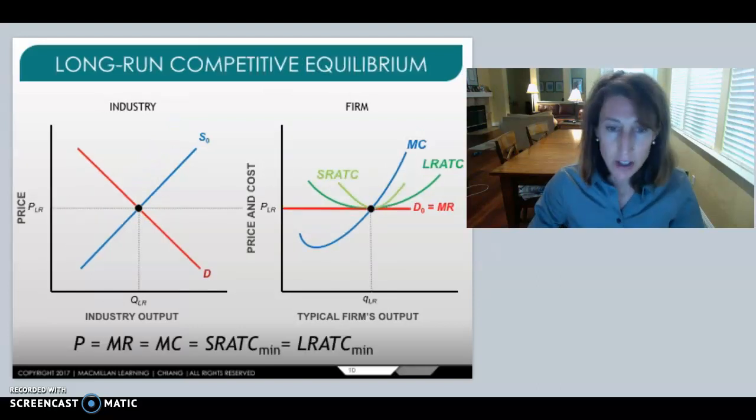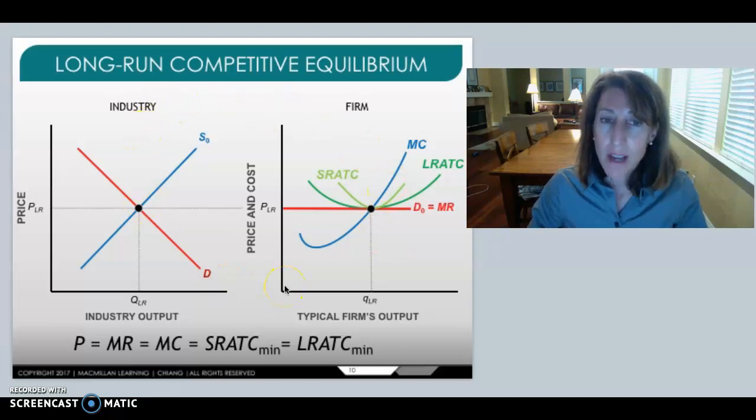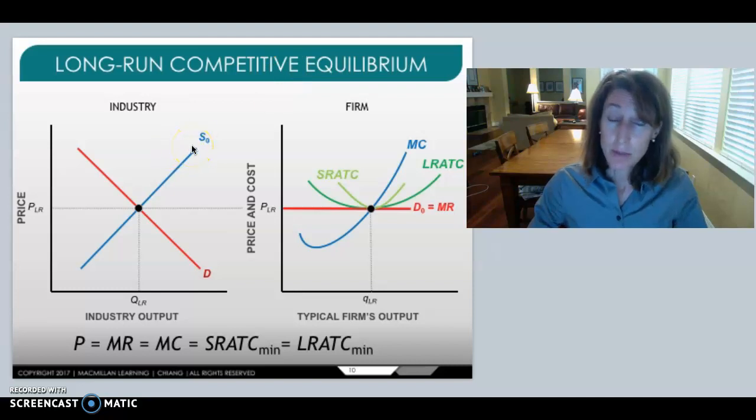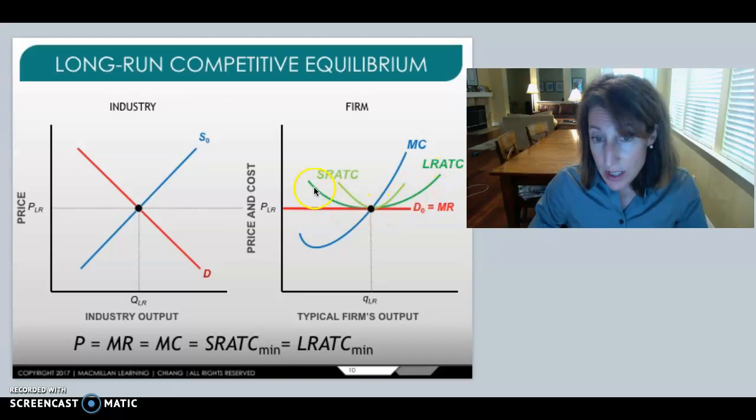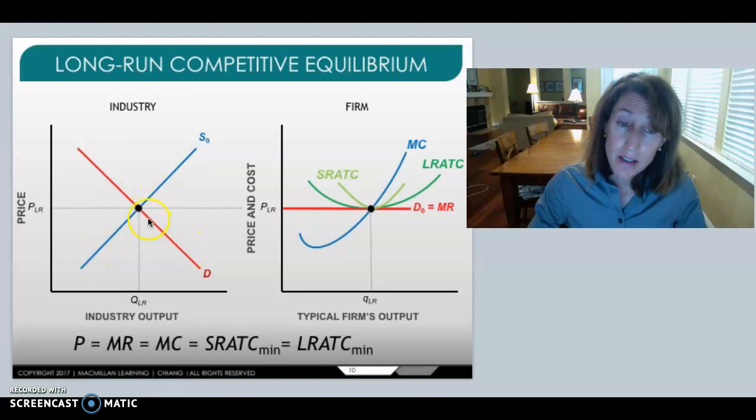Now here's what it looks like. Ta-da! Kind of like a cooking show where I show you how to bake a cake, put it in the oven, and then pull out one that's already done. Here's one that's already gone through the adjustment process. And we end up at a long-run competitive equilibrium that is productively efficient because look at this, we are producing at the bottom of the long-run average total cost curve and the short-run average total cost curve right there. And it is allocatively efficient because we've got supply and demand intersecting, and that's the quantity that's being produced.